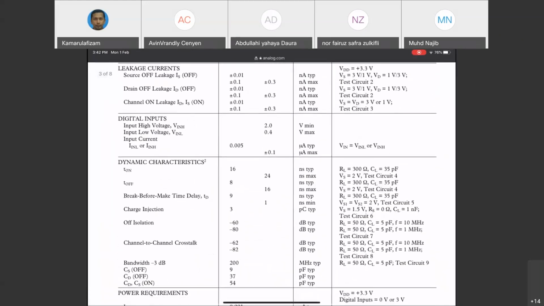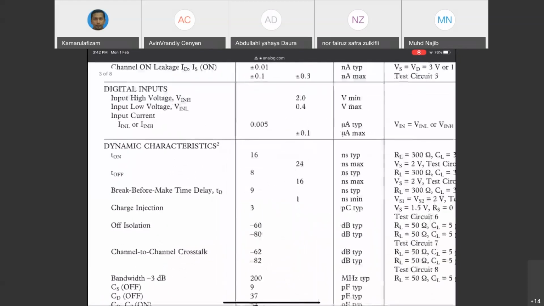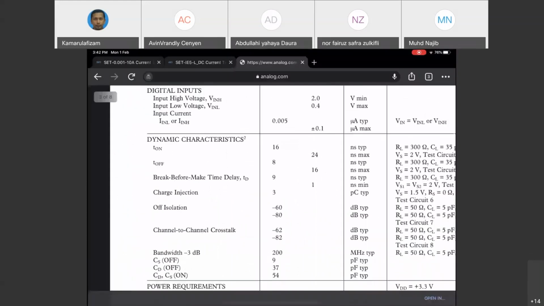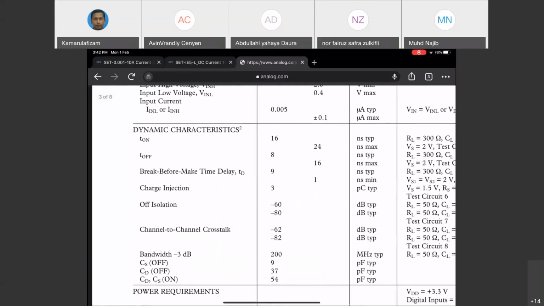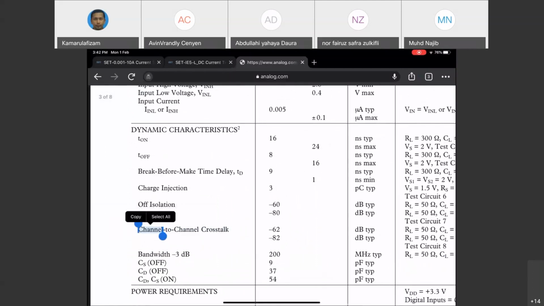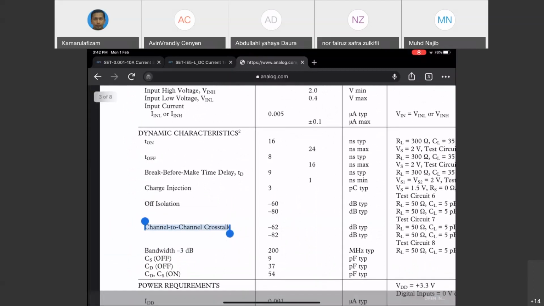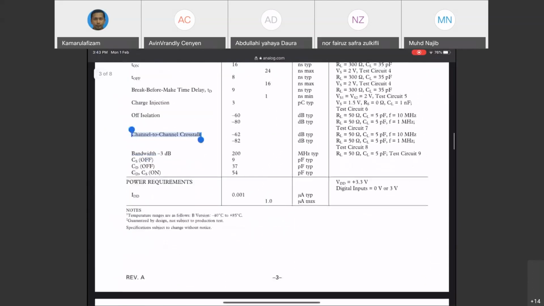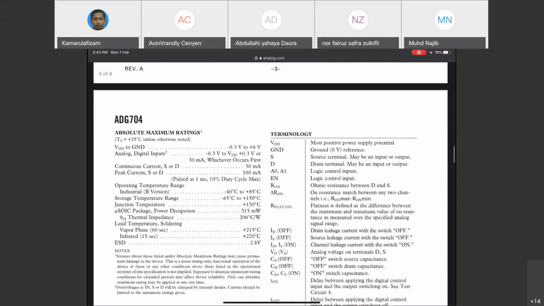So this is time information in the dynamic characteristic. This is time switch on. This is also time switch off, and then they have break before delay and all that. All right, and this one, channel to channel crosstalk. So you must also be careful about this when you select a multiplexer. Okay.